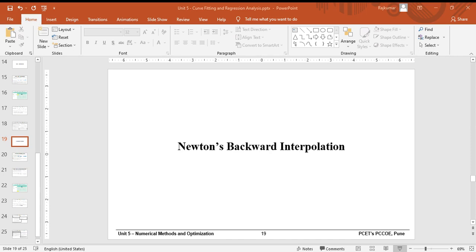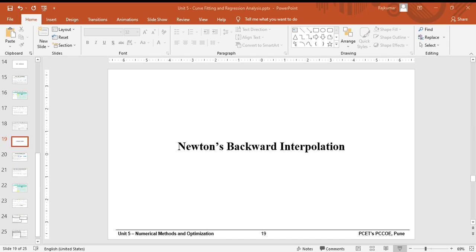Just like Newton's forward interpolation, here x is equal to x naught plus ph. In the forward method, x naught was there, and here instead of x naught, xn is there. This is the difference, because this method, that is the backward interpolation method, is more effective for the data points which are at the end. So this is the equation for Newton's backward interpolation formula.